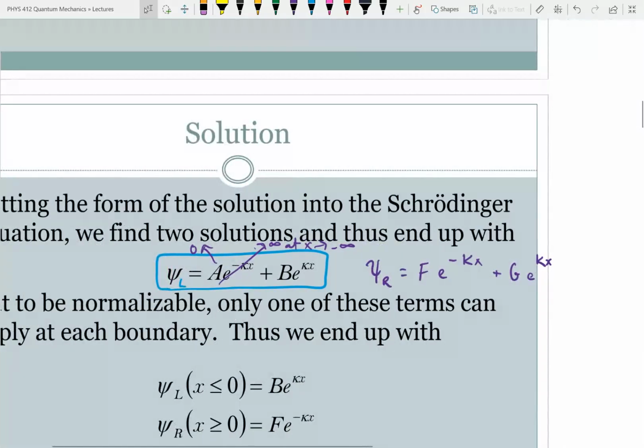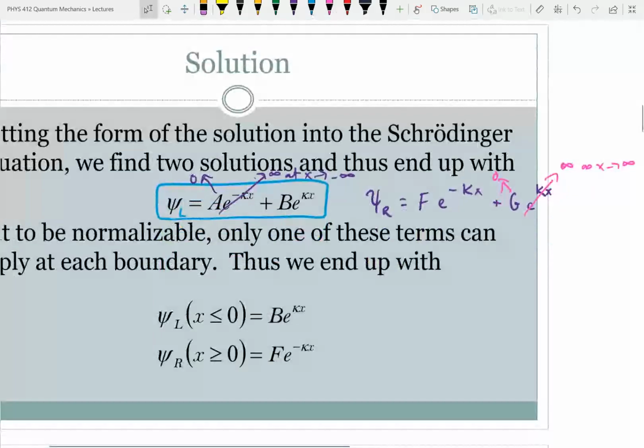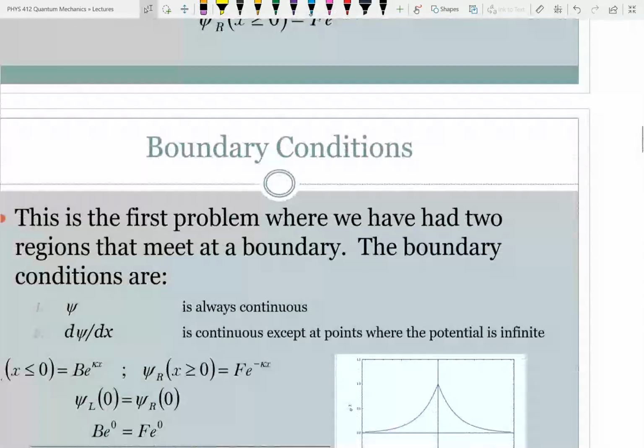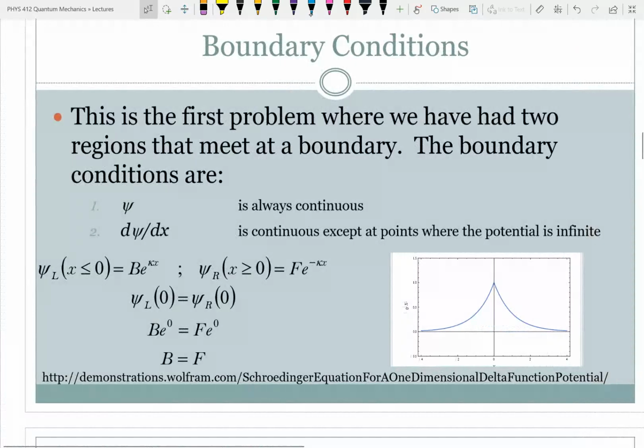Okay, on the right-hand side, because e to the plus kappa x is going to infinity as x approaches infinity, then g has to be 0. And so we're left with the simple left-hand side, b e to the kappa x, right-hand side, f e to the minus kappa x, which brings us to where we left off.